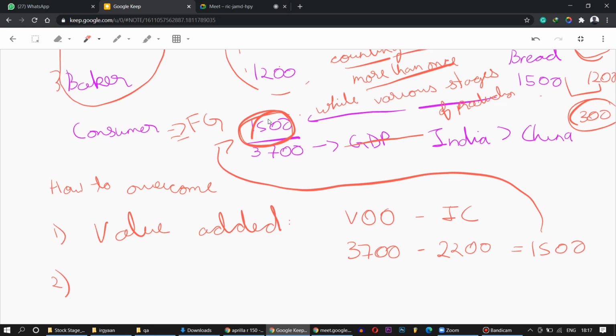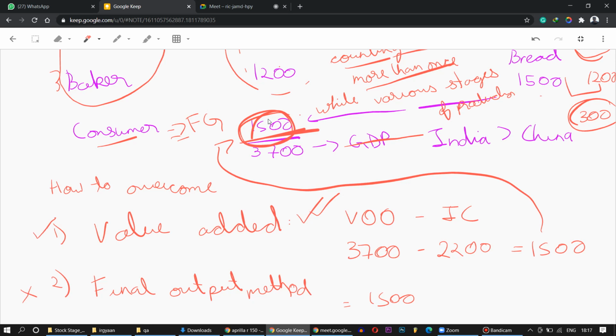Value of output. Next, we have one more method and that is called final output method. Close your eyes and say 1500. Consumer paid 1500. It is 1500. However, value added method is preferred more. Can you tell me why? Think logically, what is the reason of allowing this when it has one extra step?